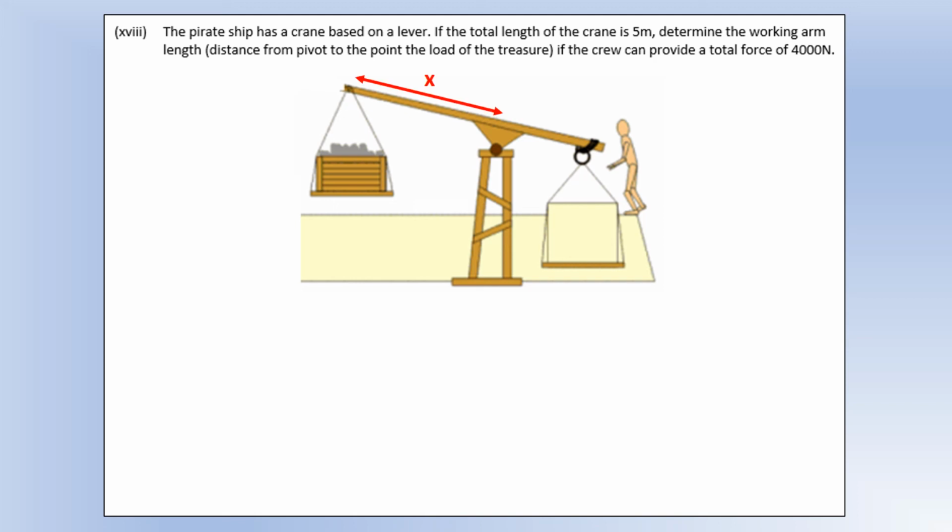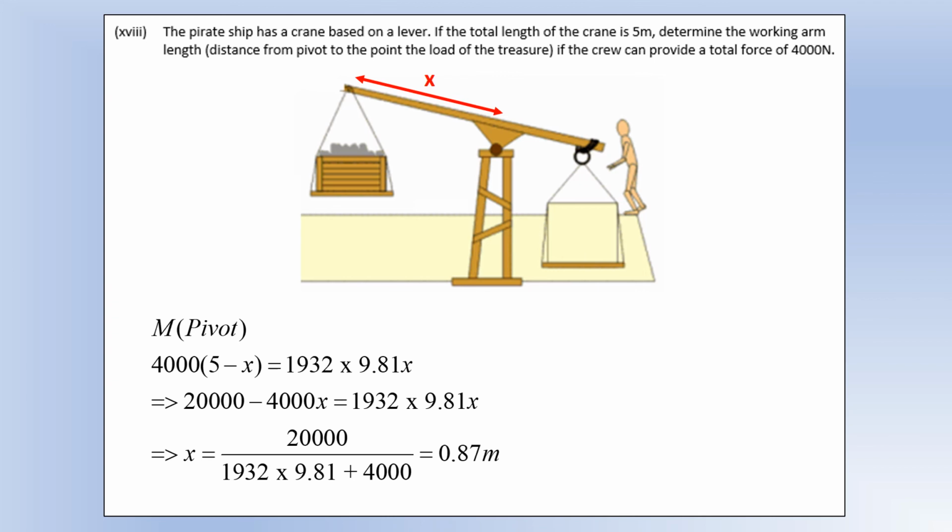And I'm going to call the length of the working arm x. So if it's going to be in equilibrium, what we need to do is make the moment of the crew, which would be 5 minus x times 4,000, equal to the total weight force times x for the load. And once we do that, we can rearrange and calculate the distance x, which is what we've done here. So to be able to lift the load, the x is going to have to be greater than that value.